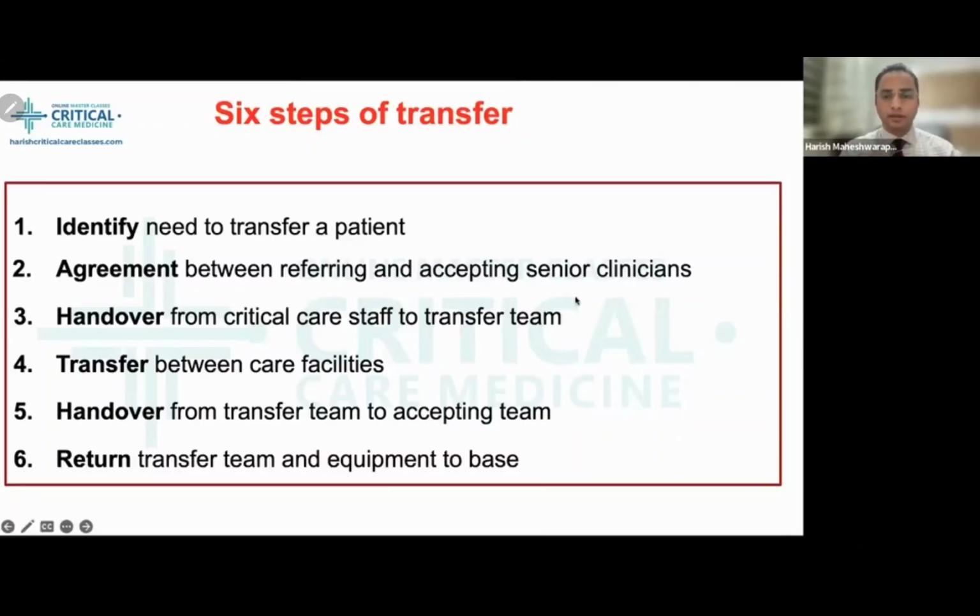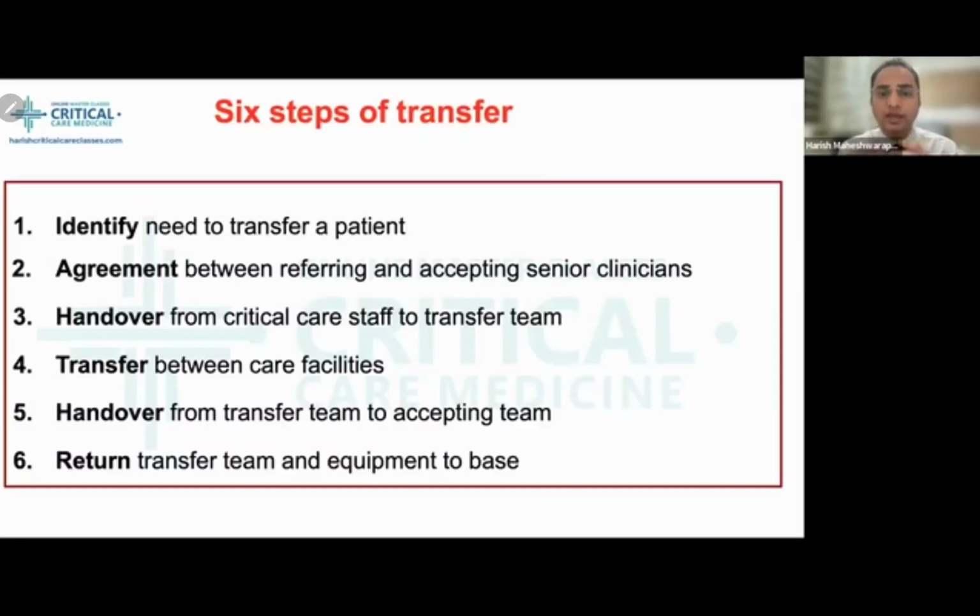Agreement between referring and accepting senior clinicians is very, very important. So handover from critical care staff to transfer team should be very well documented and well given, because the patient was staying in an intensive care unit. Having multiple ups and downs should be clearly told to the transferring team so that they can have adequate preparation.